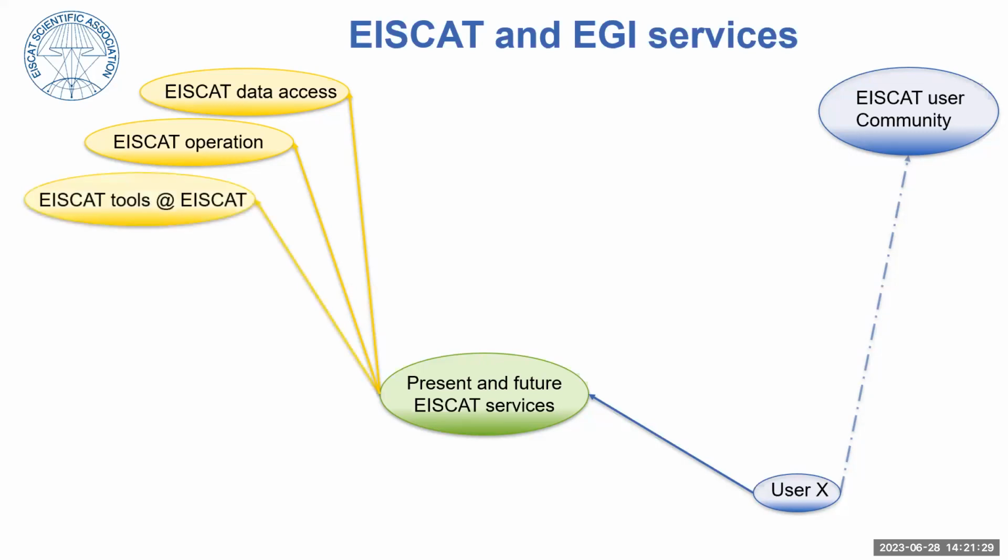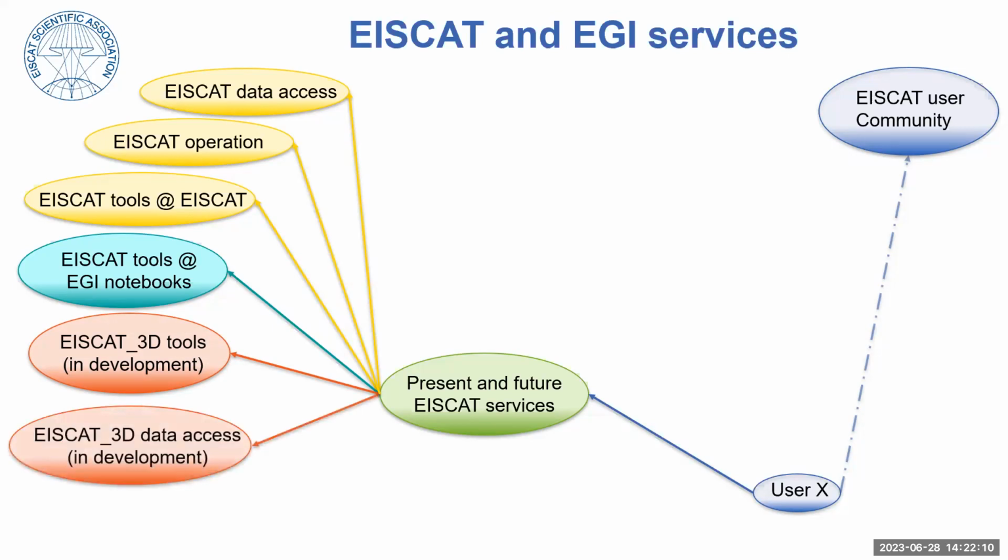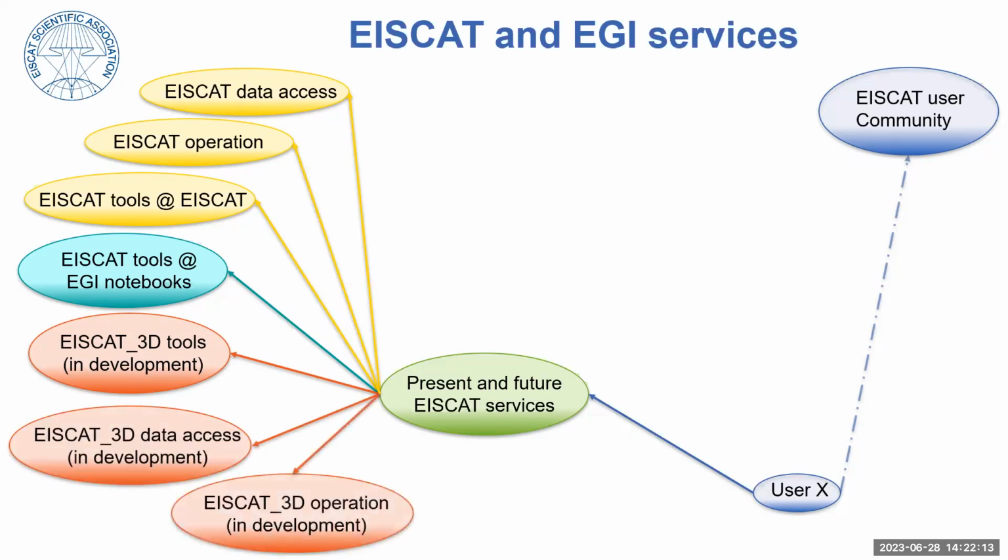Then, of course, now we also have the EISCAT tools, which we have on one server at EISCAT, which we used for the TNA, and the same tools we have also on EGI notebooks. So this is one of the services we use from EGI, so that they can be accessible to a larger number of users. And then, of course, we have future services in development, which are all the services we are planning for EISCAT 3D: some EISCAT 3D tools and some data access for EISCAT 3D and, of course, operation.